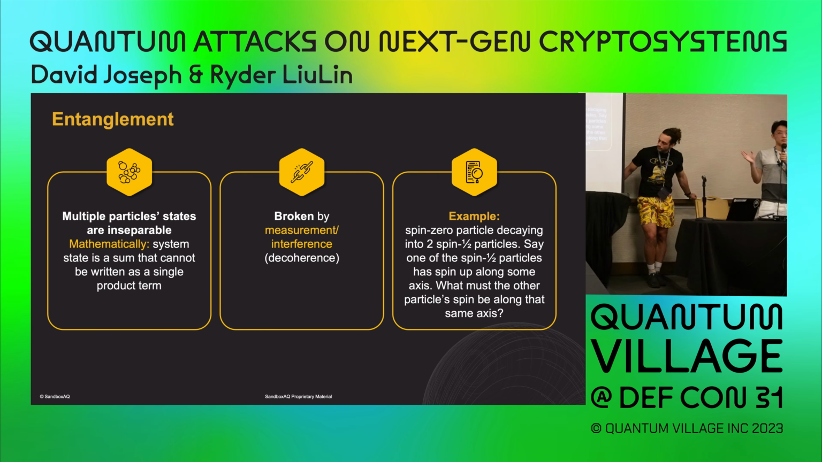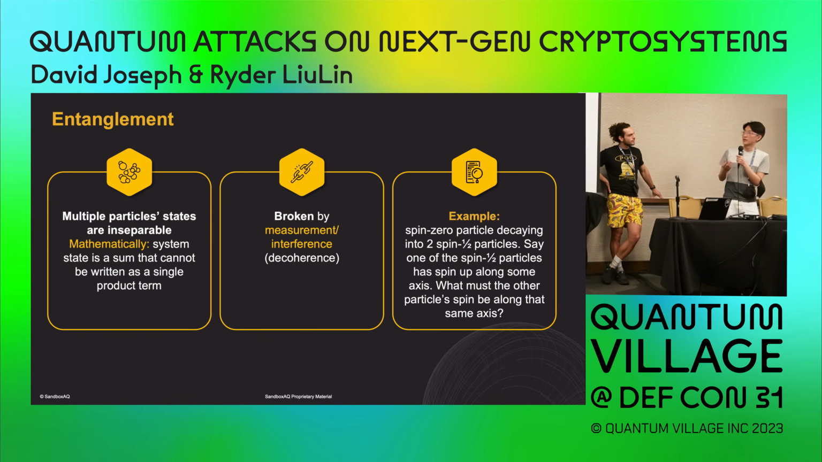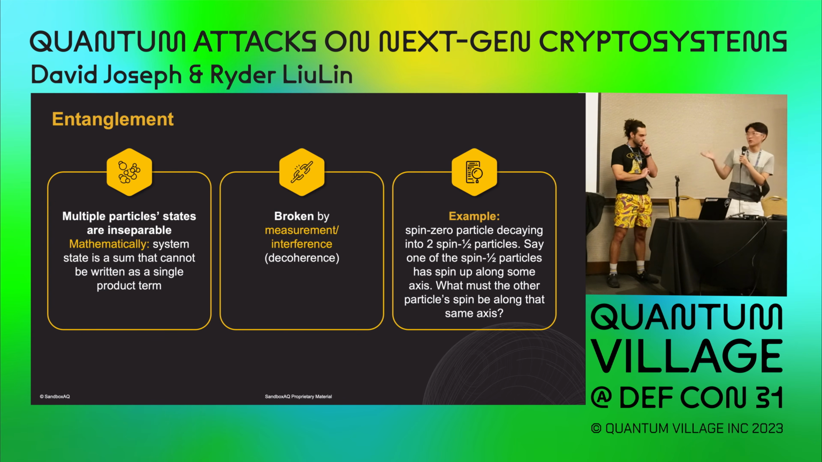Another important concept in quantum computing is the idea of entanglement. So the idea is that multiple particle states are inseparable. Mathematically, this is encapsulated by the idea that a system state is a sum that cannot be written as a single product term. And then entanglement is broken by some sort of measurement or interference. This is called decoherence.